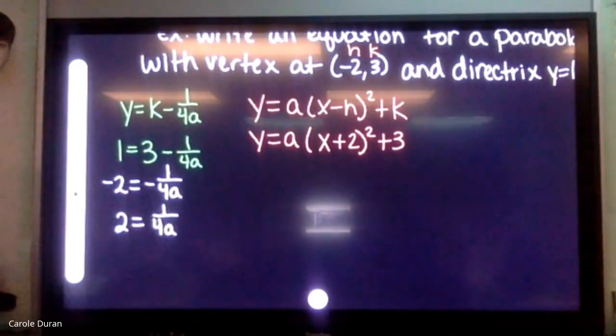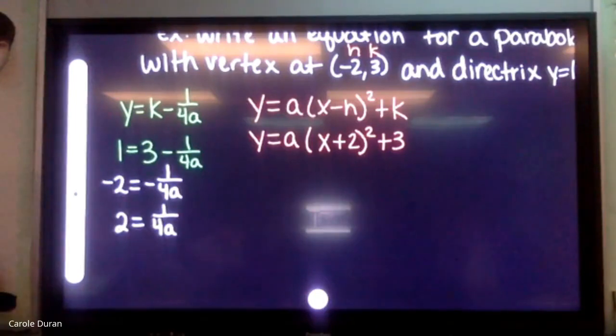Now I'm kind of stuck. What could I possibly do? 4 or 4a? If I multiply the 4, that's awesome. But then my a is still stuck where?